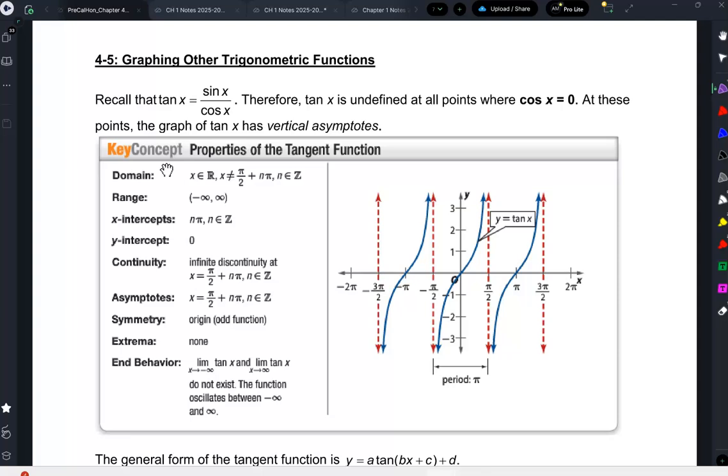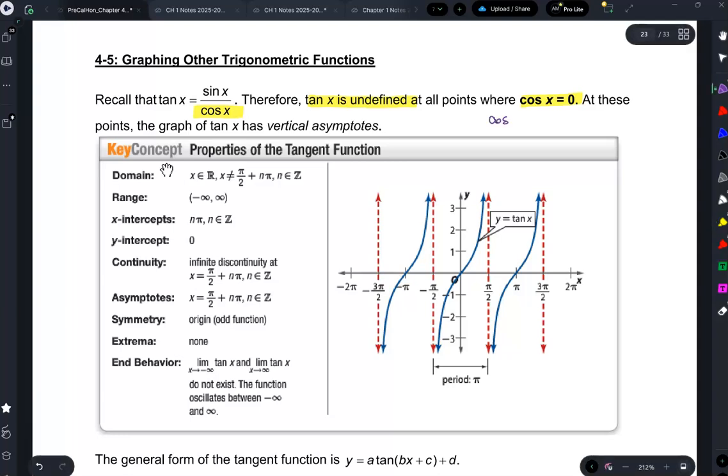So we know that tangent is sine x over cosine x, right? So that's a rational function. It's a fraction. So we know that there is a possibility for the denominator to equal 0. In this case, the denominator is cosine. And whenever the cosine is 0, the tangent will be undefined. So let's think of where the cosine is 0.